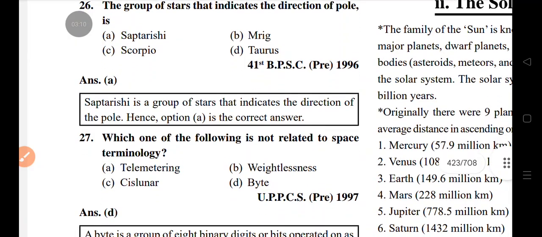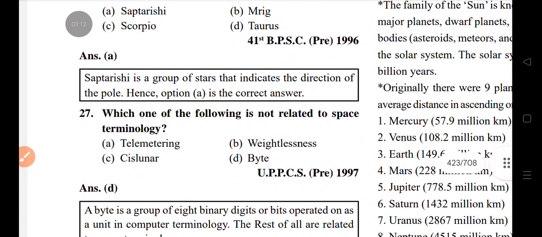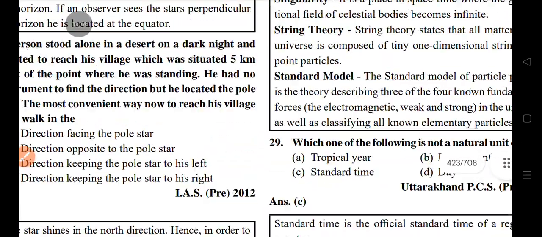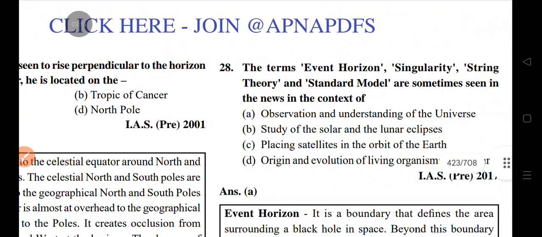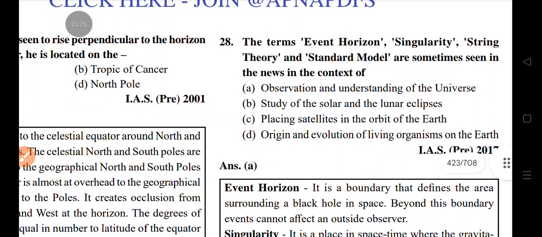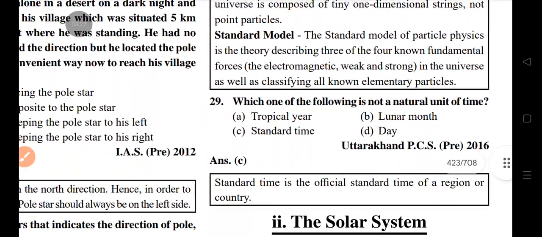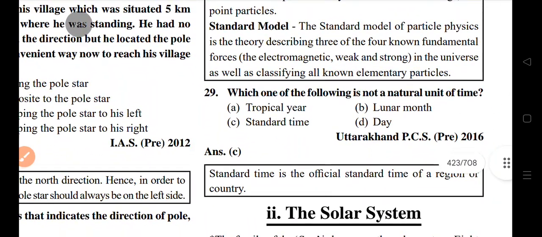Which one of the following is not related to space terminology? Byte. Event horizon, singularity, string theory, standard model are sometimes seen in the news in the context of observation and understanding of the universe. Which is not a natural unit of time?